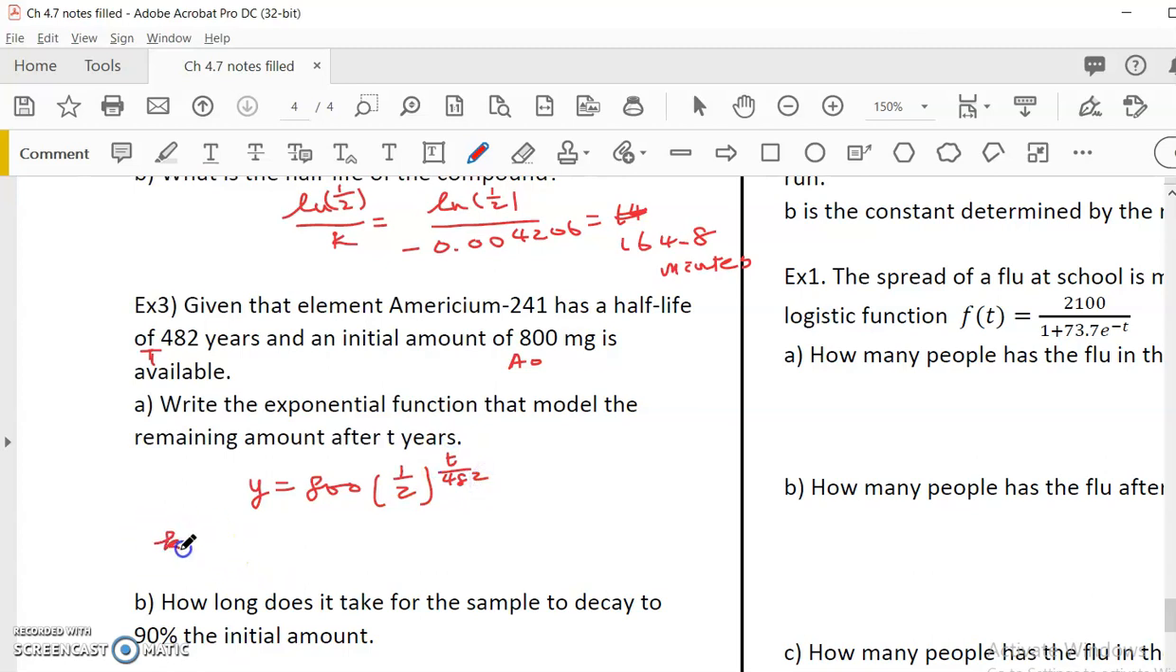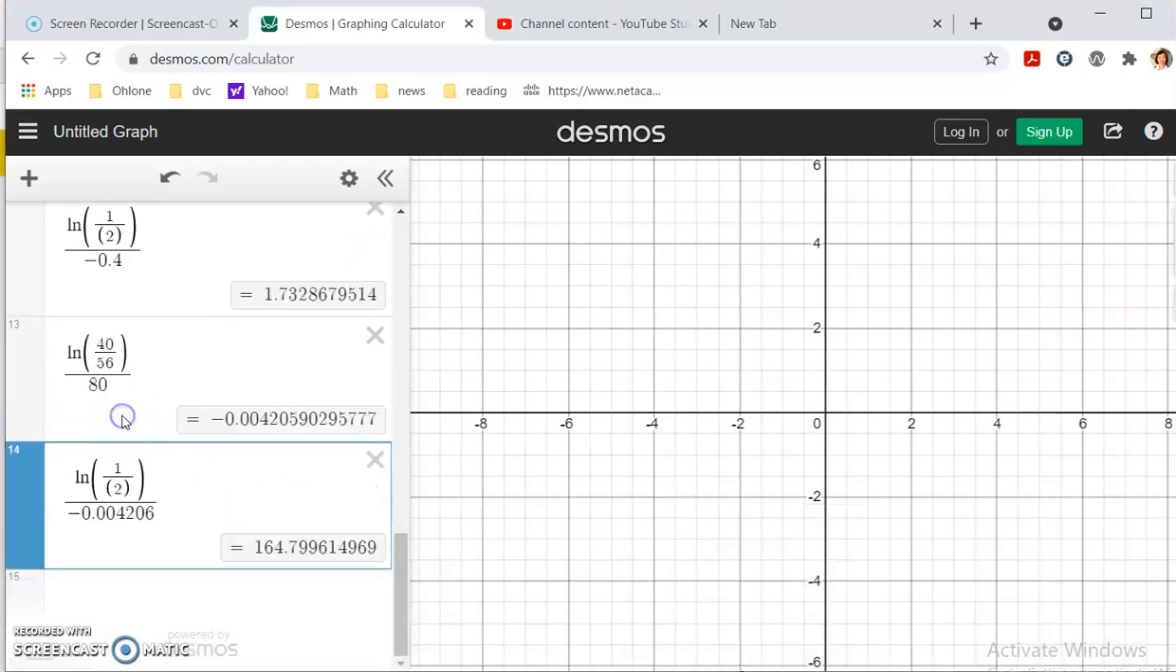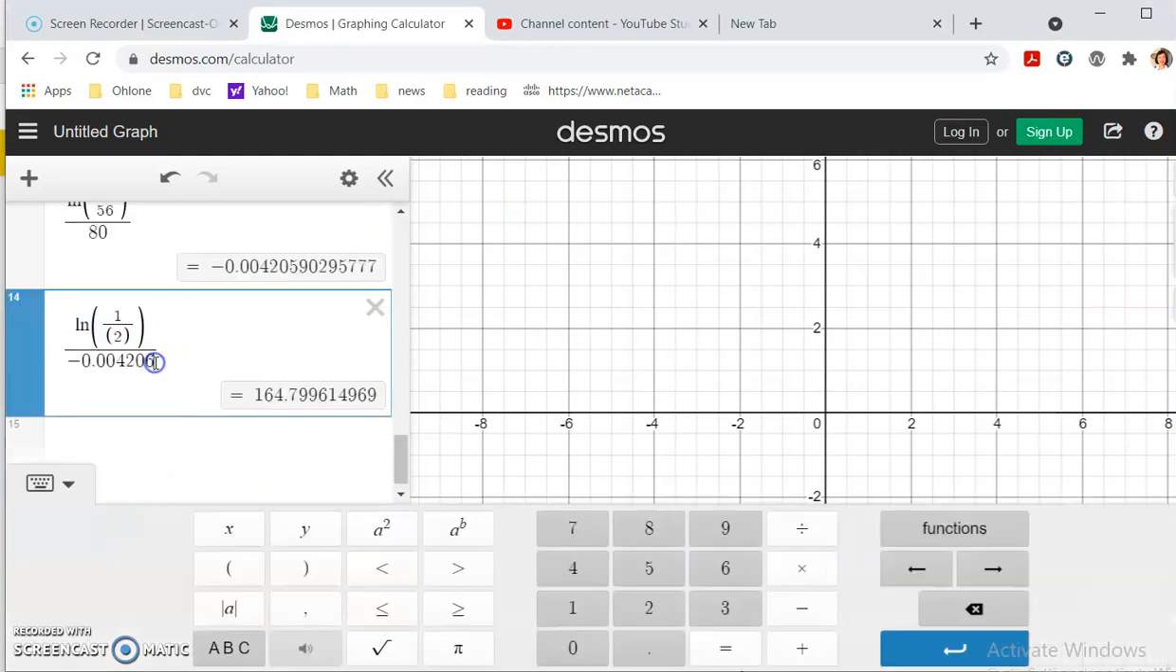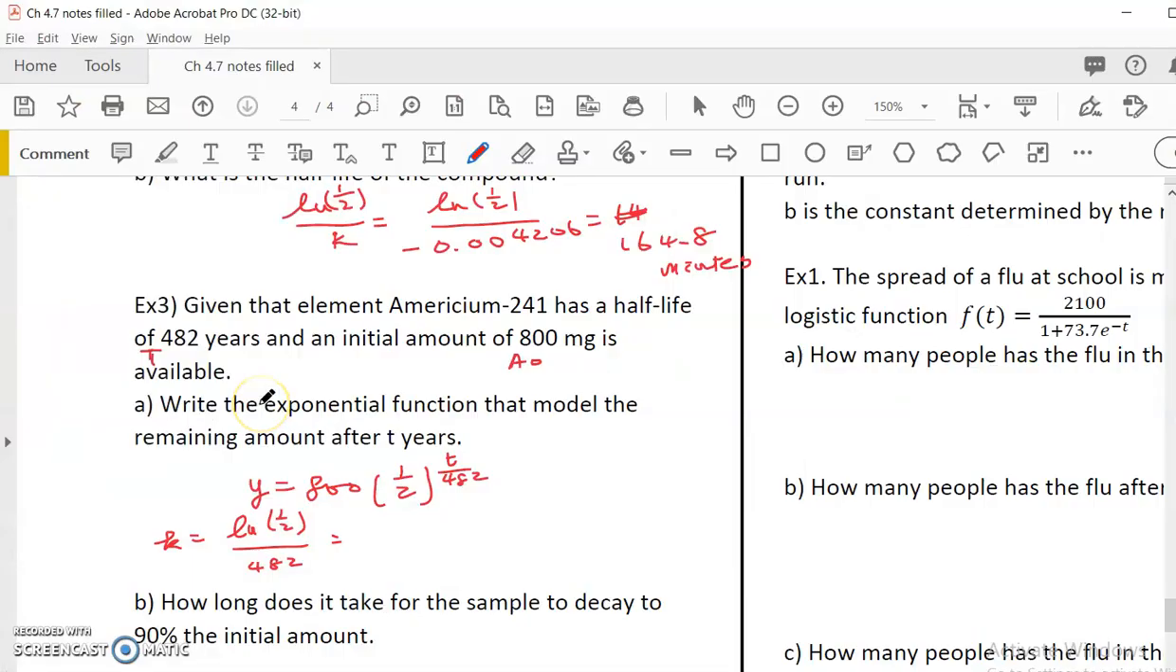Okay, and if I want to use the other model, we can say ln 1 half over our half-life 482. So that would be negative 0.001438. So we can also write y equal to 800 e to the negative 0.001438 t, where t is in years in this case.